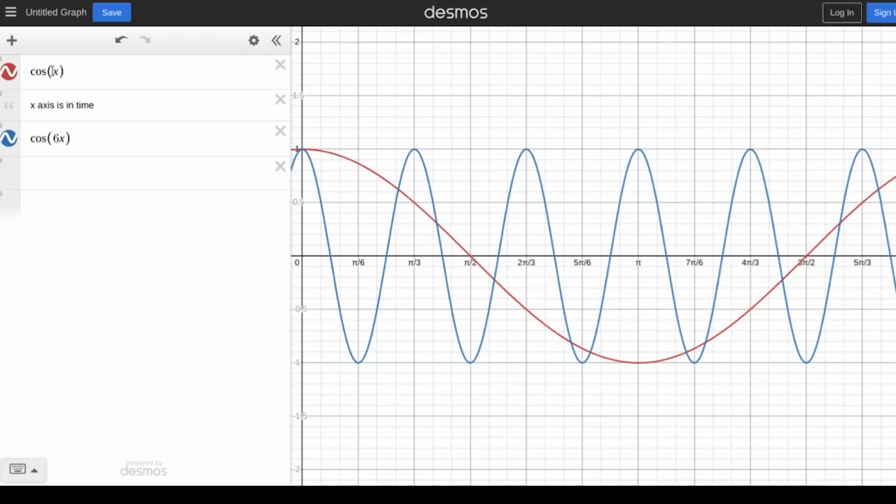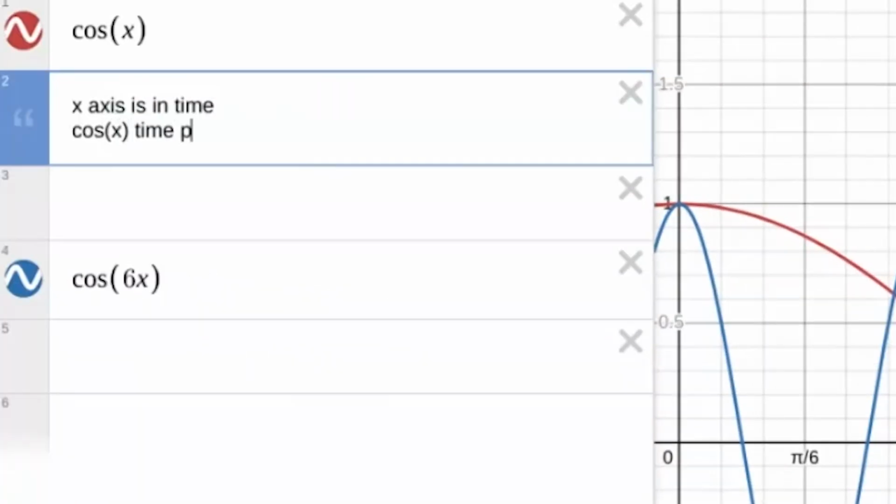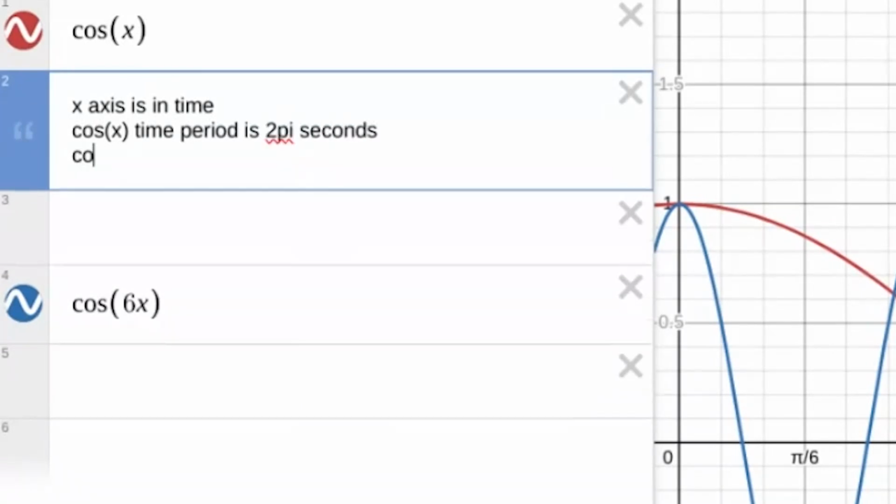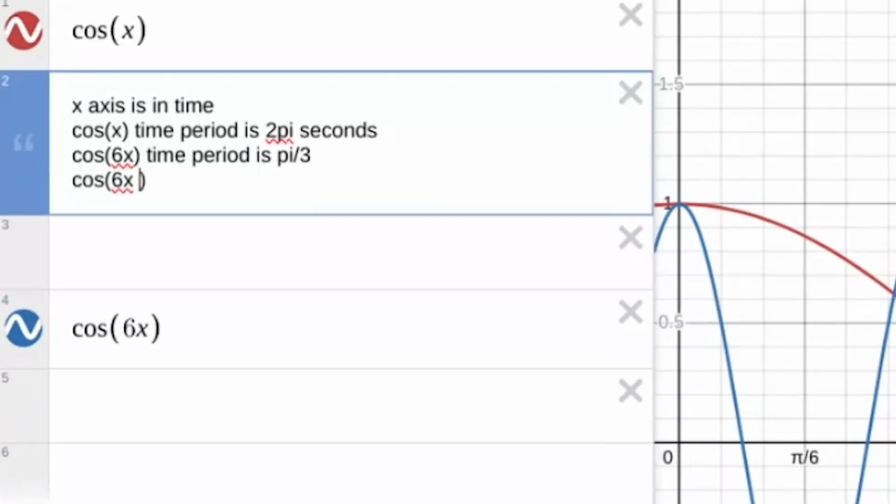The time period of the red curve is 2 pi. Time period of the blue curve, can we quickly tell that? It's 2 pi by 6, that is essentially pi by 3. Agree? It oscillates 6 times faster, so the length of one full wave is 2 pi by 6, that is pi by 3. Let me write down all of this. cos x time period is 2 pi seconds. cos 6x time period is 2 pi by 6. It's 6 times faster. This is pi by 3. cos 6x is relatively 6 times faster compared to cos x.